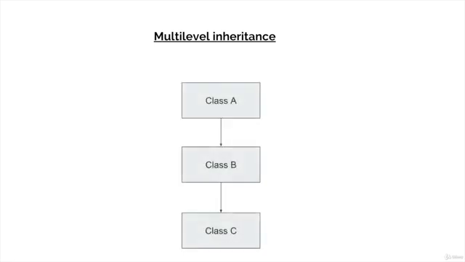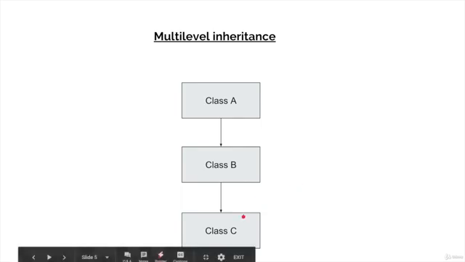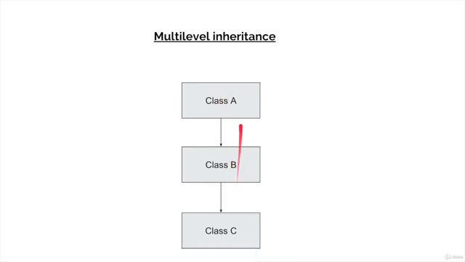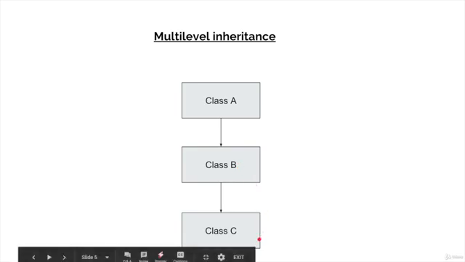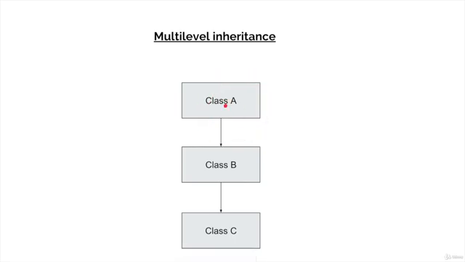Next is multi-level inheritance. Multi-level inheritance looks something like this. In this relationship, class C extends B, and class B in turn extends A. So A is the parent of B and B is the parent of C. This is an example of multi-level inheritance in Java and in object-oriented programming.